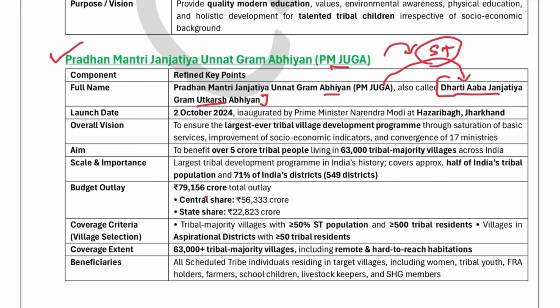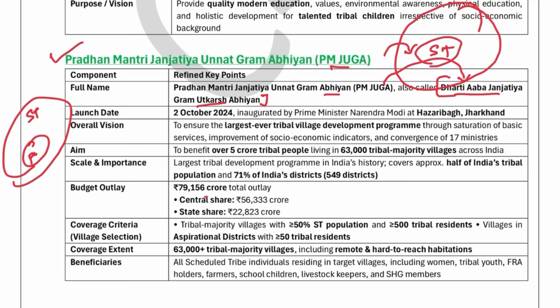So there is JANMAN and there is this Dharti Aba. JANMAN is particularly for the PPTGs. This is the whole ST, and PPTGs are part of these STs. PPTGs are more vulnerable than the STs. For those we launched a specific scheme, that is PM JANMAN. And for the whole STs it is this scheme, Dharti Aba Janjatiya Gram Utkarsh Abhiyan.